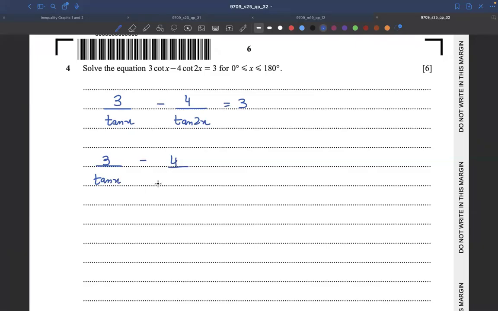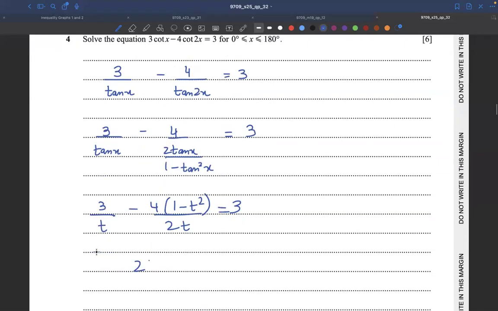So we can write it as 4 upon 2 tan x divided by 1 minus tan square x. So this formula is given in the formula sheet, equals 3. So 1 minus tan square x will come up in the numerator, and we can write it as 3 upon tan minus 4 into 1 minus tan square divided by 2 tan equals 3. Taking the LCM first, the LCM will be 2 tan.